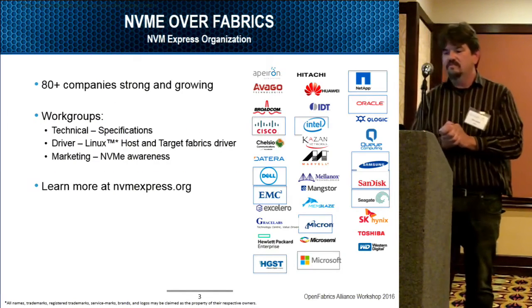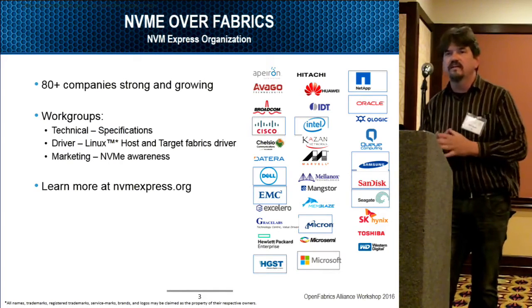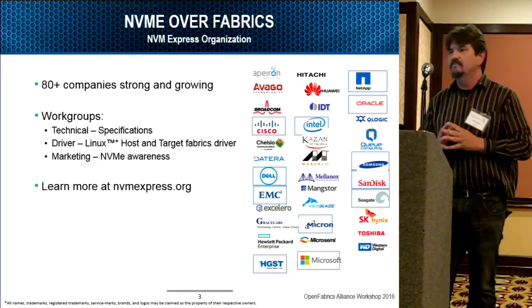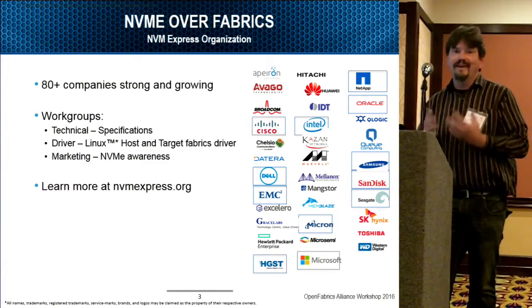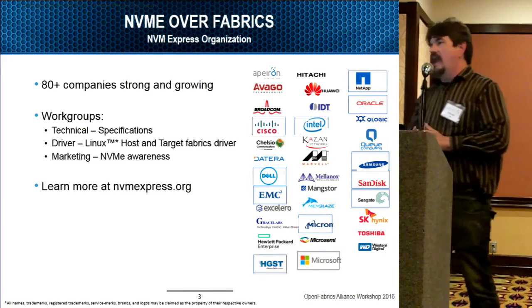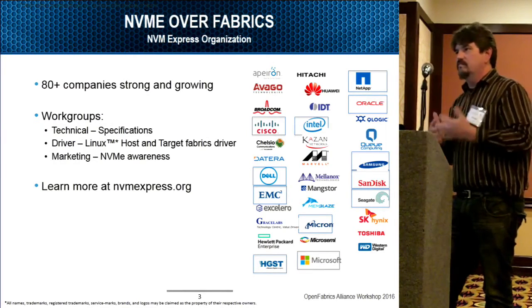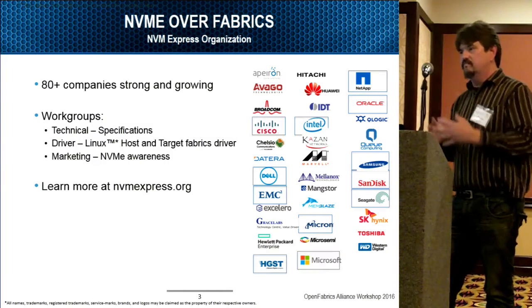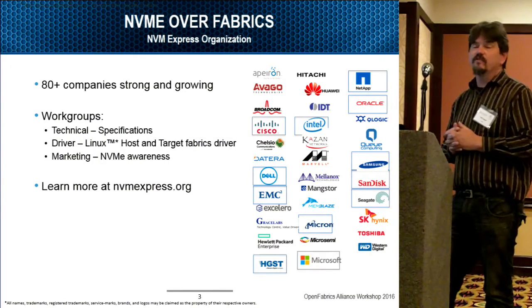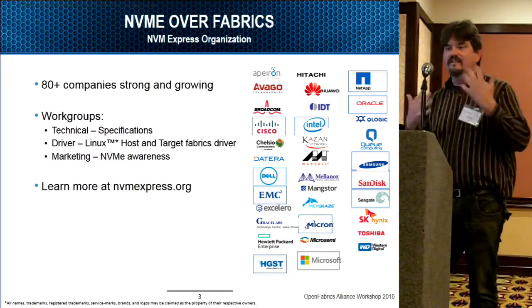So the NVMe Express organization is a large standards body. It's 80 plus companies. I was actually just told today that it's over 90 companies now. It seems to grow quite fast. There are three main work groups. There's the technical work group for doing the specifications, and then there's the driver work group, which is working through the Linux drivers and the fabric transports that will be released. And then there's the marketing for NVMe awareness and evangelism.